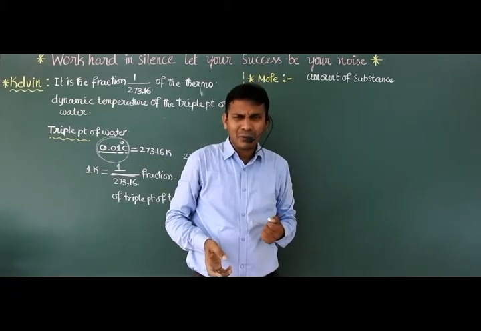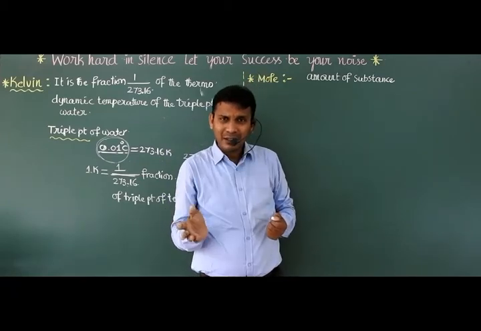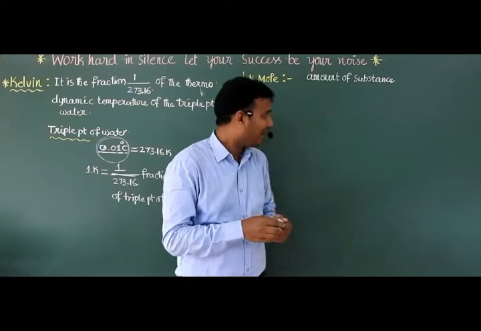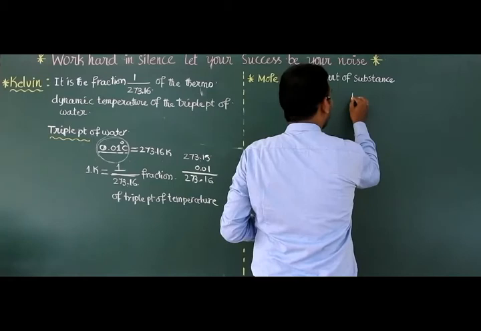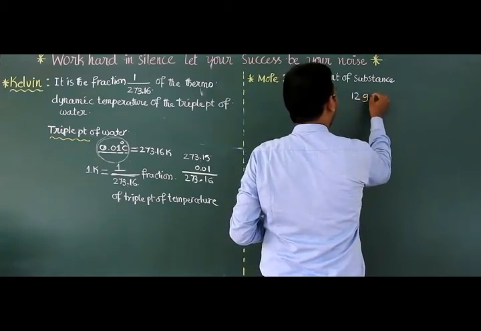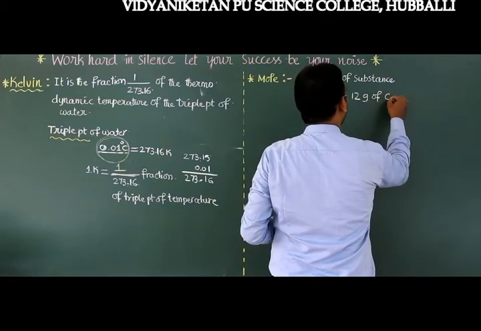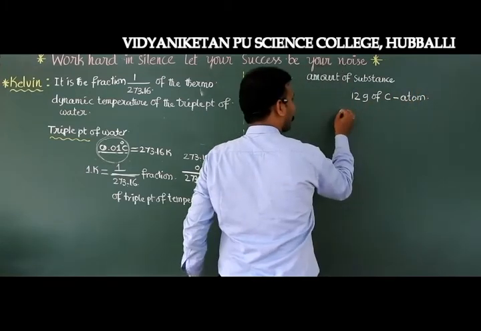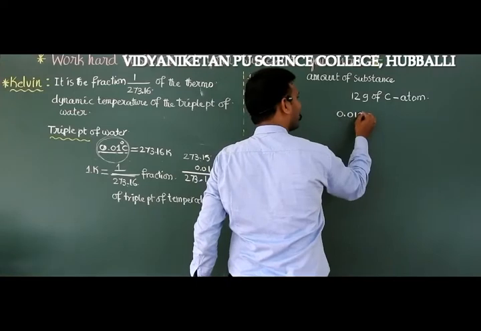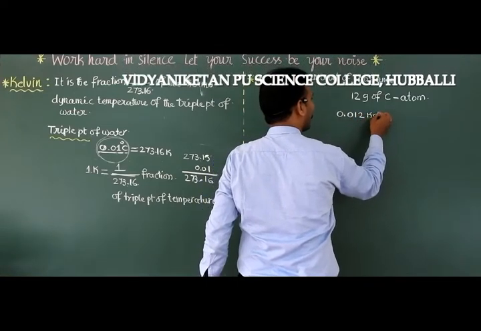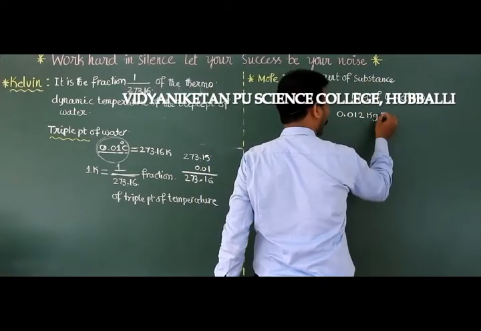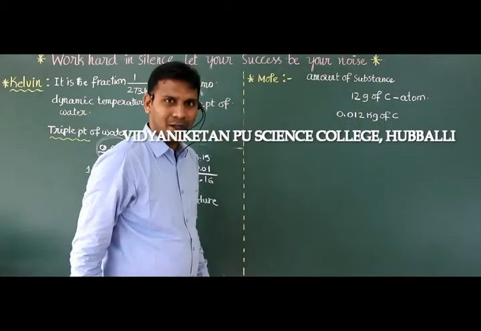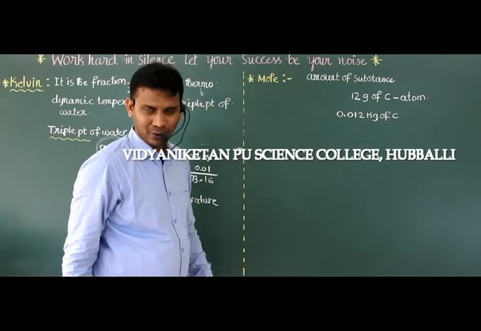Sir, just now you told 12 grams. Now you are telling 0.012? I am converting grams into kilograms. Okay? So 12 grams of carbon isotope are 0.012 kg of carbon isotope. Okay, so that is the definition of mole.